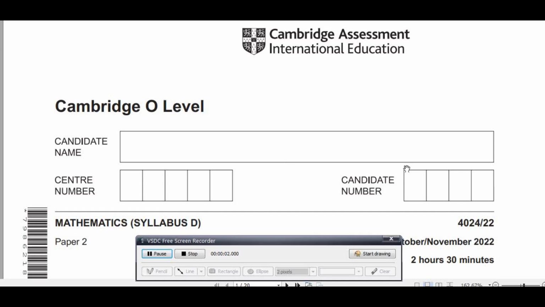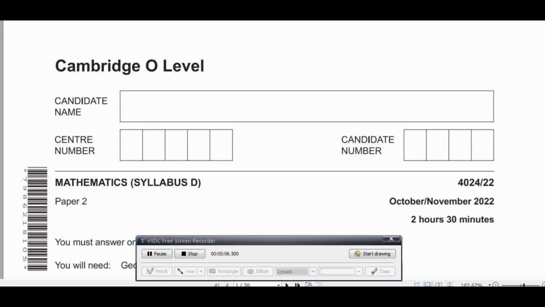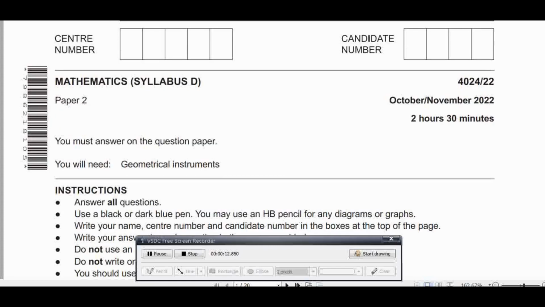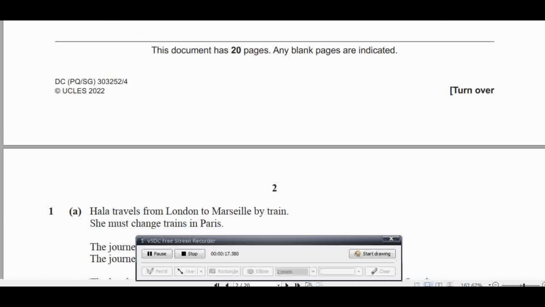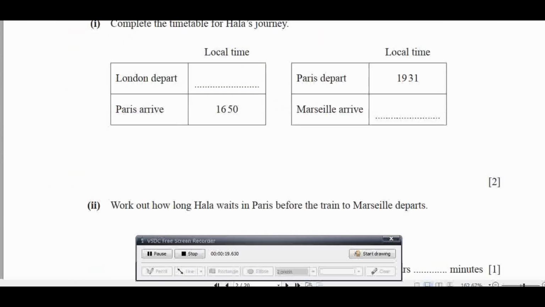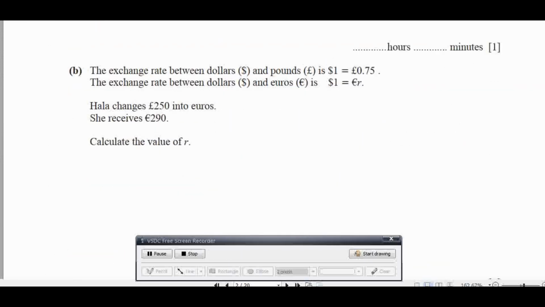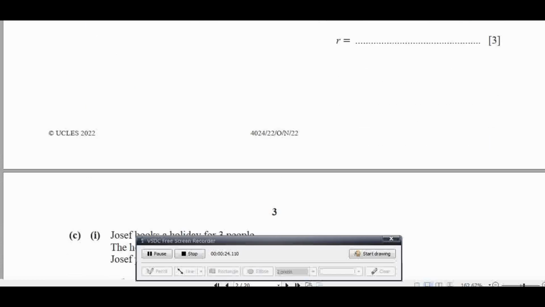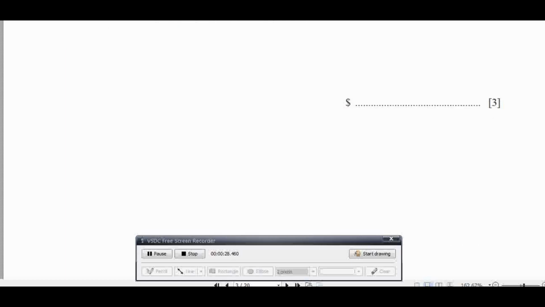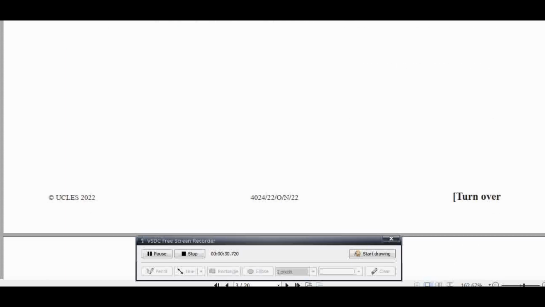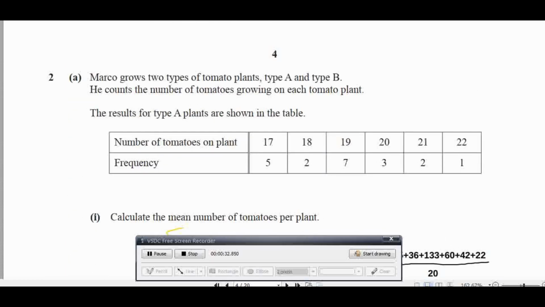We were doing October November 2022 paper 2 of mathematics syllabus D, and last time we solved question number 1. Today we are going to solve question number 2. Question number 1 was solved, and the link of that video I will give in the description. You can watch that video. Today we are going to solve question number 2.